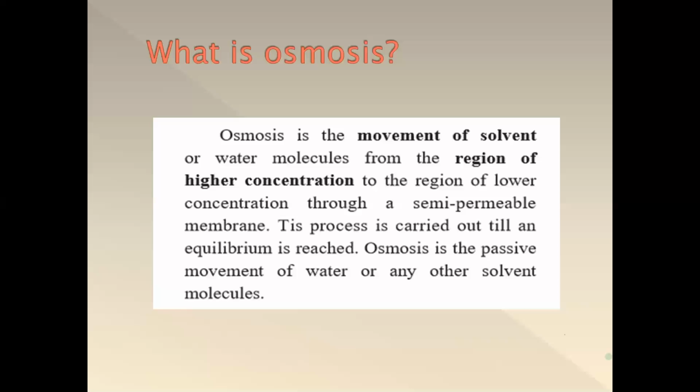Balance ஆகுற வரைக்கும் this process is carried out. How is it carried out? Through a semi-permeable membrane. You understood how it is carried out? Through a semi-permeable membrane. Osmosis is the passive movement of water or any other solvent molecules.